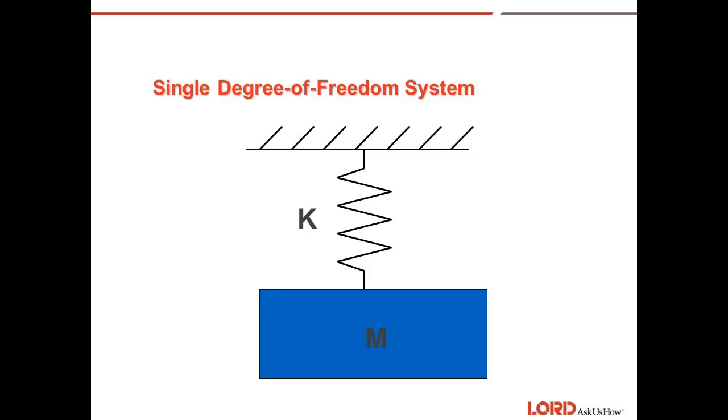Single degree of freedom systems. Vibration is an oscillatory motion. Any body with mass and elasticity can vibrate. The simplest type of vibrating system is called a single degree of freedom spring mass system.